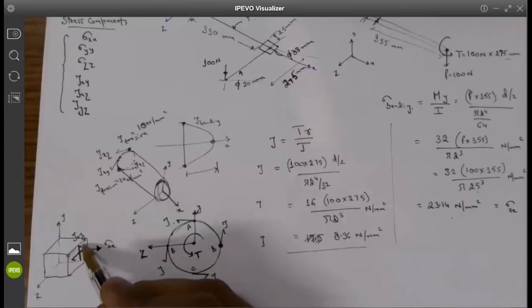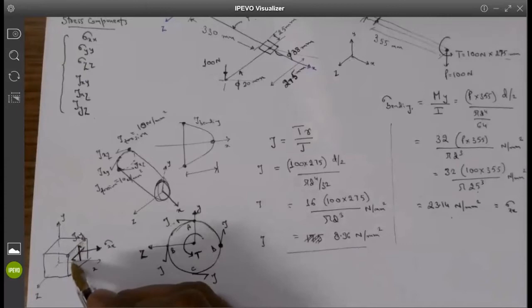So for this face, what is the normal direction? It is the x direction, so that is the x. And the second subscript represents the direction along which the stress is pointed, so it is y. Does it make sense to everybody? Yes. And by the same analogy, what will be the stress component in this direction? XZ. Perfect, you guys got that.